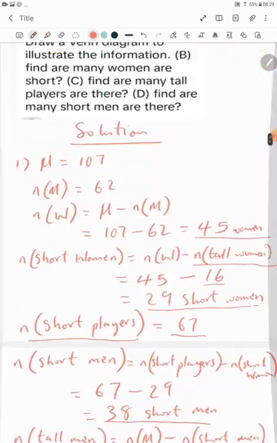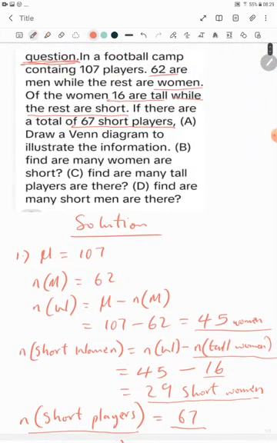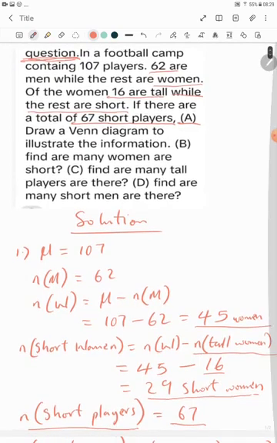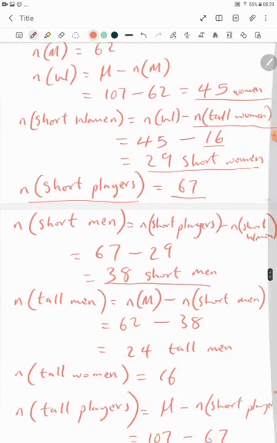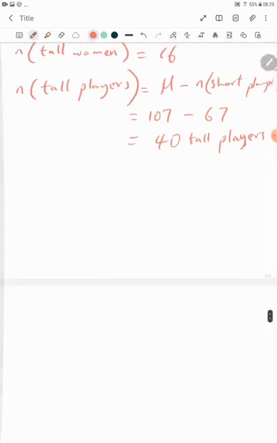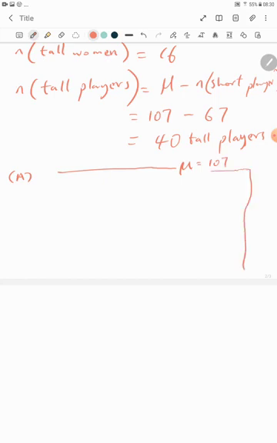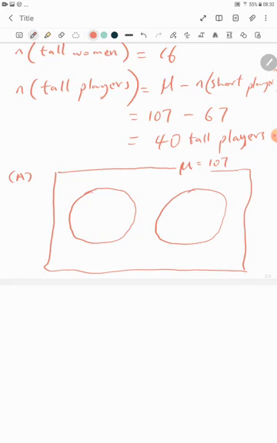So now let's go to our questions. We have prepared everything, so it's just for us to answer the questions now. Question A: draw a Venn diagram to illustrate the information. This Venn diagram might look complex, but let's have a simple one that we can draw. This is the universal set, which is 107, and then we have our rectangle. We can simply represent this as number of men and number of women, like a disjoint set.